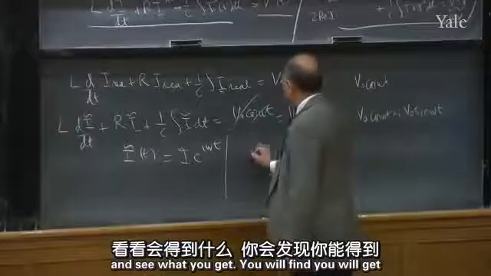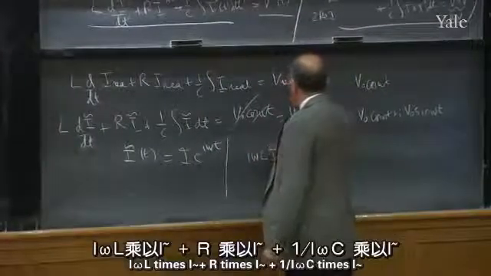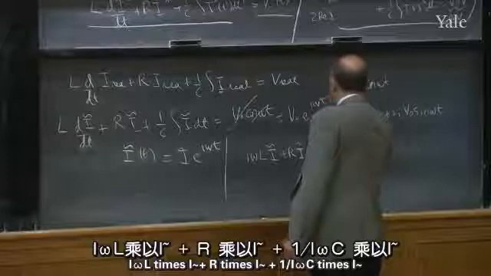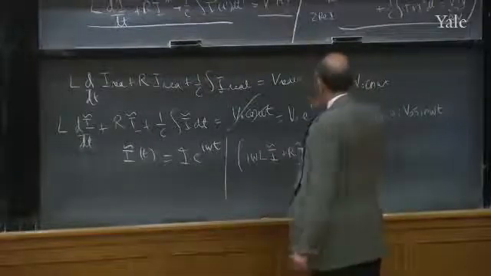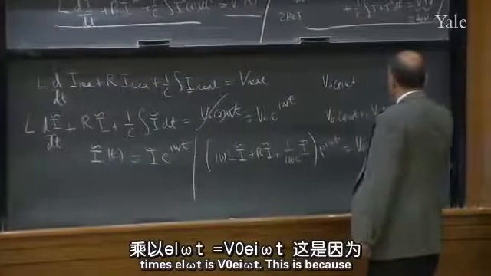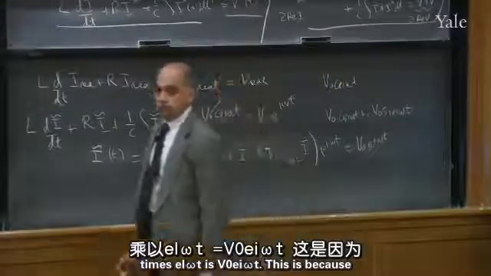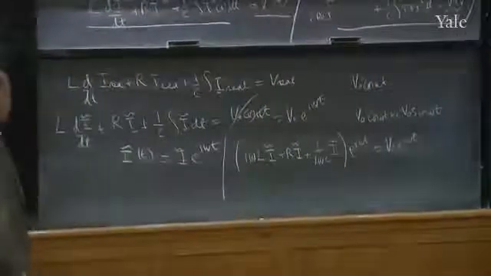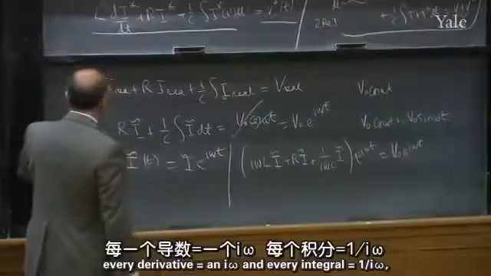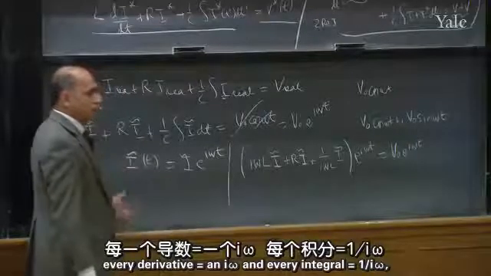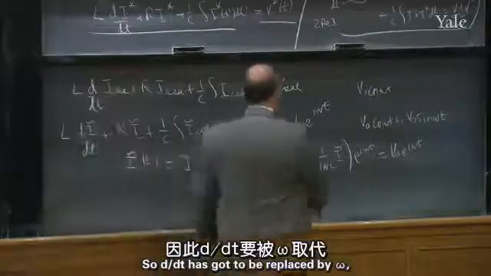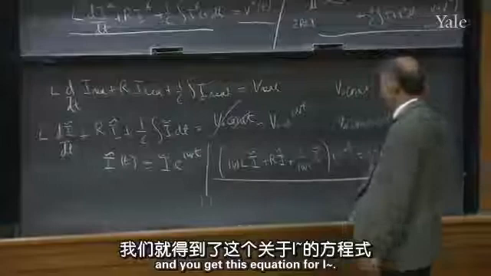You will find you will get i omega L times I twiddle plus R times I twiddle plus 1 over i omega C times I twiddle, times e to the i omega t, is V0 e to the i omega t. This is because if you assume the current is an exponential, every derivative is equal to an i omega. And every integral is equal to 1 over i omega, and multiplying is just multiplying. So d by dt got replaced by i omega, and you get this equation for I twiddle.